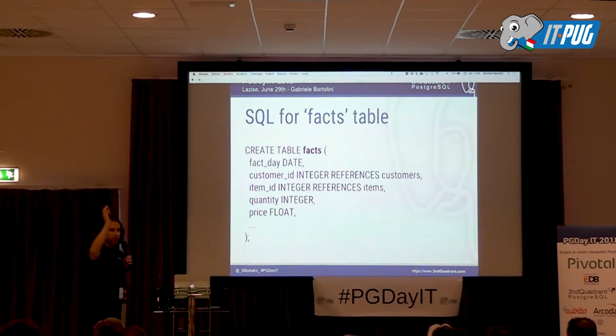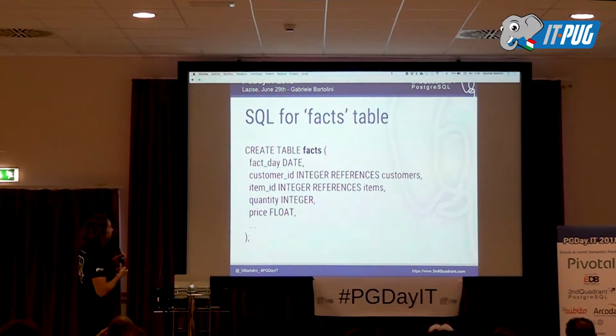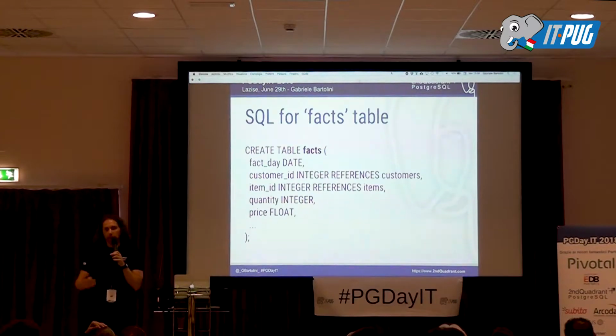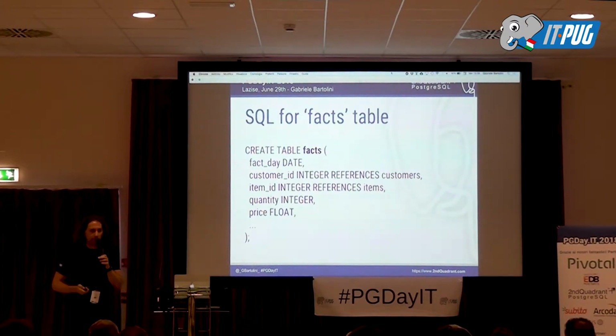I didn't use a primary key, just to keep it simple. So we have a column called fact day, which is a date. Then a customer ID that references the customers table, the item ID that references the items table, the quantity, the price, and as I said, other measures. We could have many.